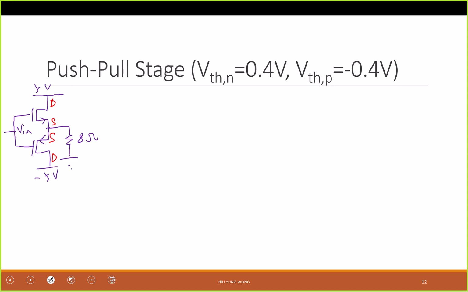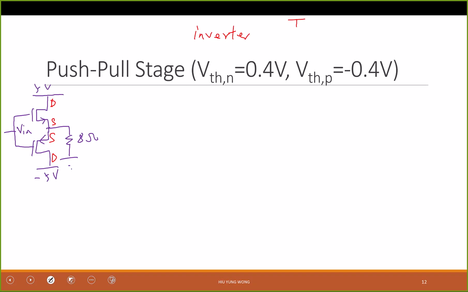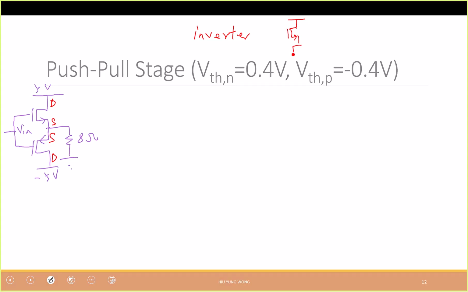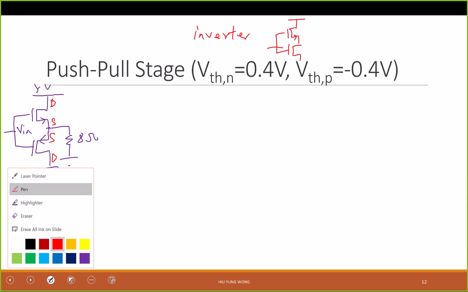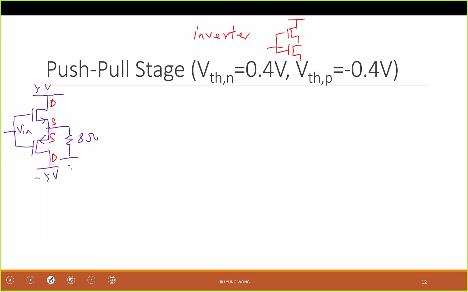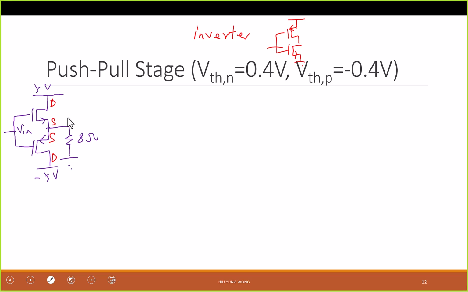It is not. An inverter is what? Inverter is this. You have the PMOS on top, PMOS on top, and NMOS at the bottom, right? So it's completely different. Okay, so both of them are in the source follower configuration, right? So that's why, again, we need to understand where is the source and drain. This is very important, right? So this is not an inverter.